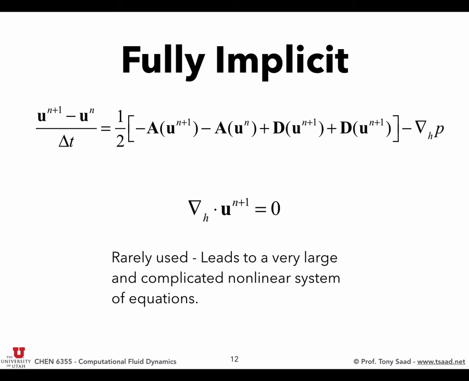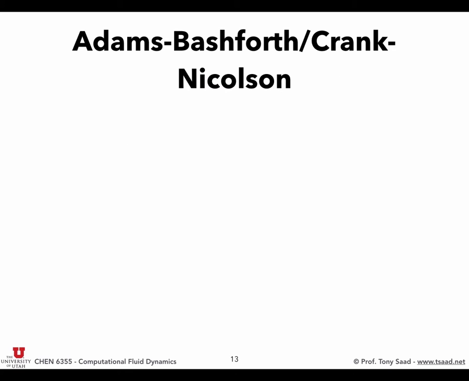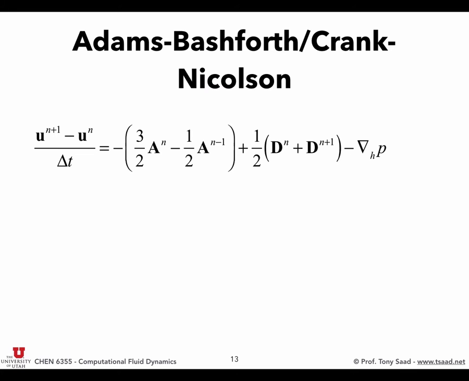There are alternatives, though, that allow you to add implicitness to your system of equations. And one of the most popular ones is a combination of Adams-Bashforth and Crank-Nicolson. So Adams-Bashforth is a time integration method. Crank-Nicolson is also another one. And if you combine the two, you can get the following interesting formulation. So notice the time levels n+1, n, and n-1, n, and n+1.